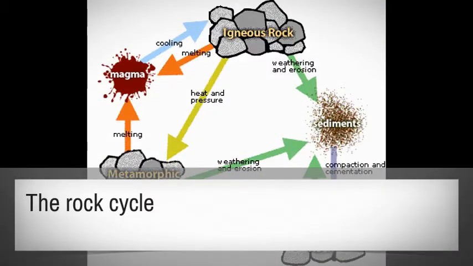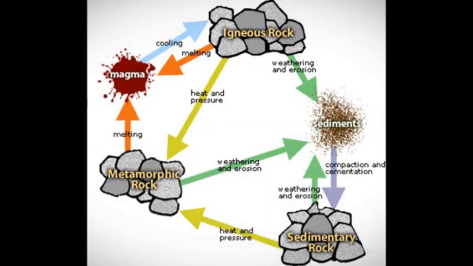It works as follows. Metamorphic, sedimentary, and igneous rocks are all part of a cycle. They can all turn into each other through different processes. For example, igneous rock can turn into metamorphic rock by adding heat or pressure to the igneous rock. The rock cycle is a never-ending cycle.